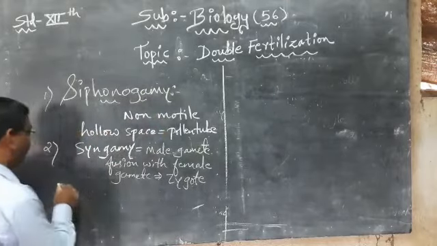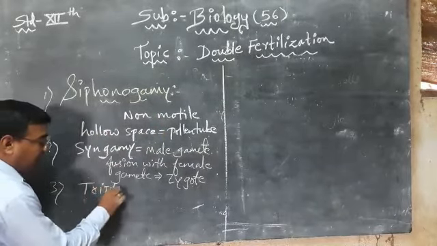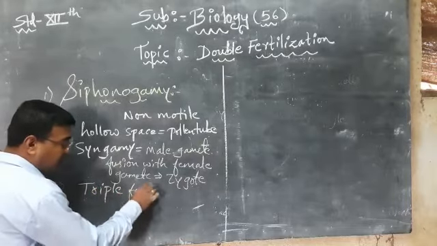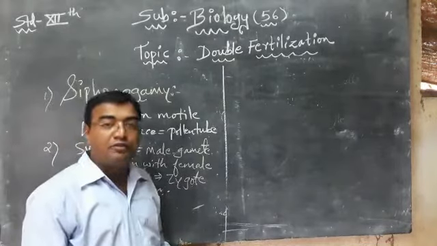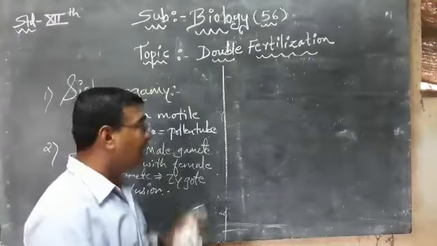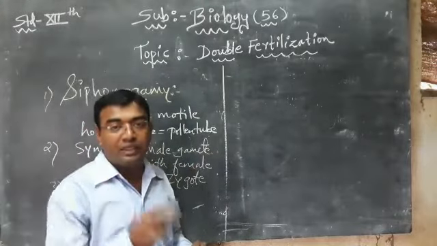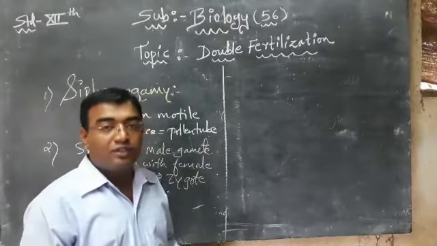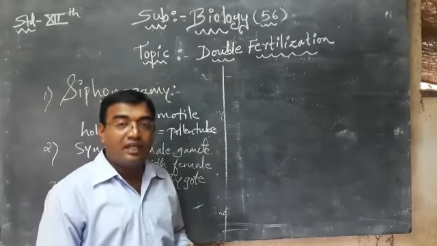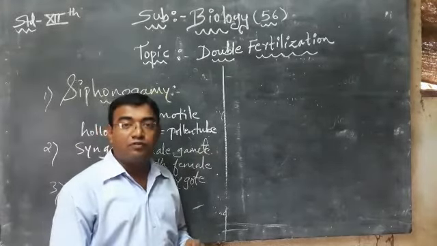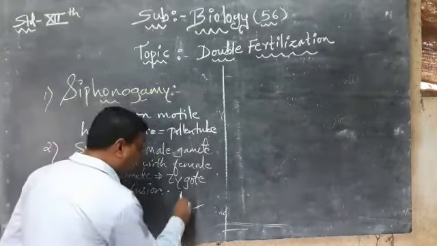The third concept which I discussed with you is about the triple fusion. What is the meaning of triple fusion? In triple fusion, the secondary male gamete fuses with the secondary nucleus. As we have seen about the ovule, inside there are two different male nuclei present. Out of the two male nuclei, the first one forms the generative cell, and the second male gamete will try to form the vegetative cell. So in this triple fusion, there is a formation of PEN.